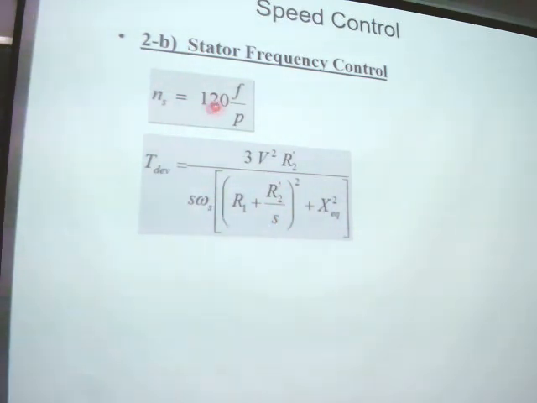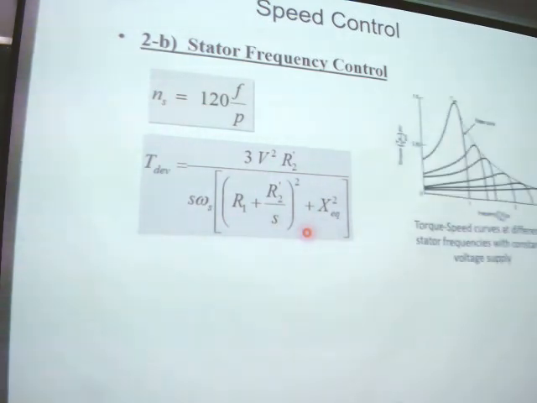And we know if we use this method, we know the torque of the induction machine. By this equation, the torque is proportional to the voltage squared, and it's related to the speed. Using this equation, we can draw the torque-speed curves at different frequencies.